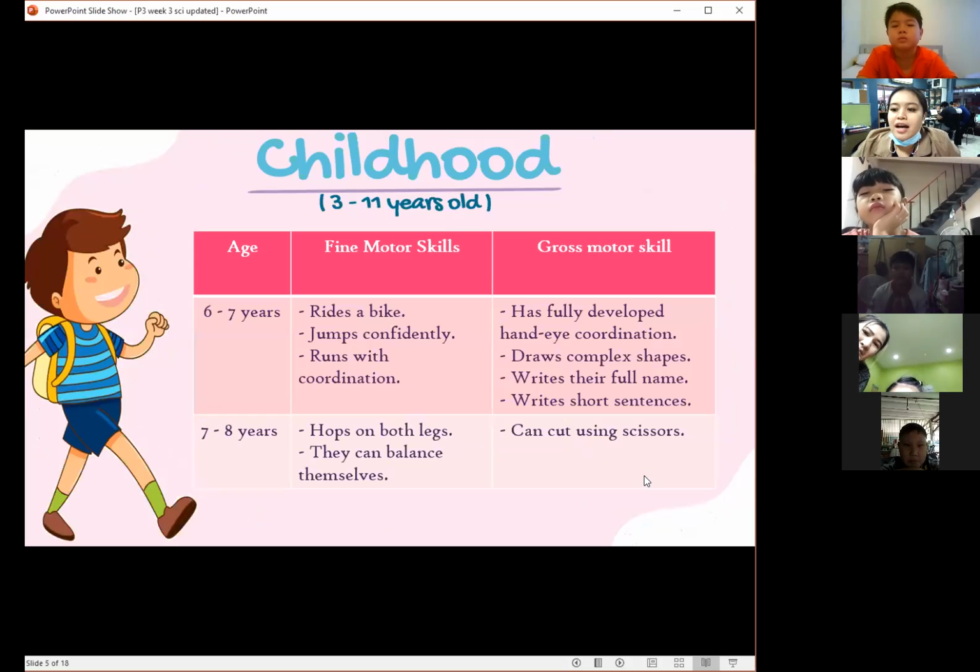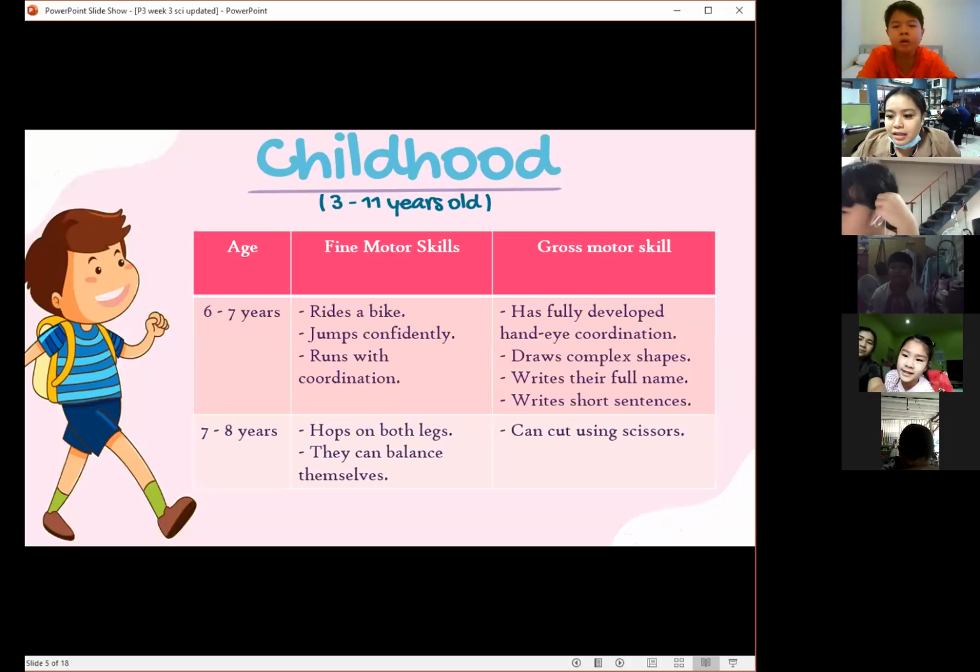During 6 to 7 years old, they ride a bike. Do you know how to ride a bike? I know you're around 7 years old or 8 years old. I'm 8. Okay. Do you know how to ride a bike?